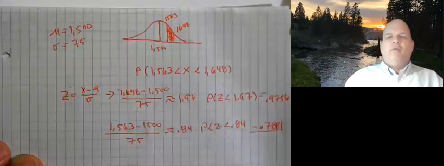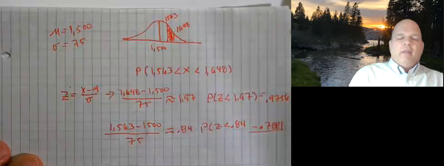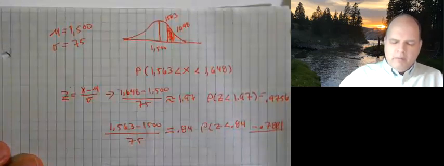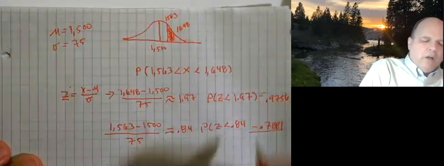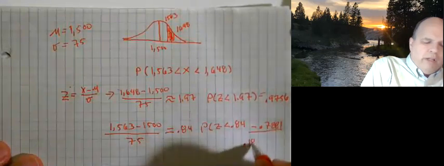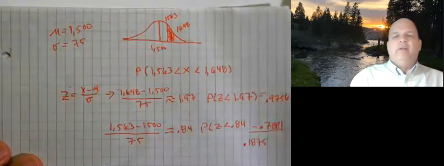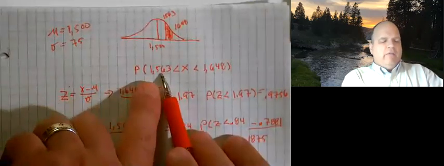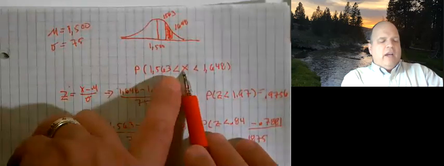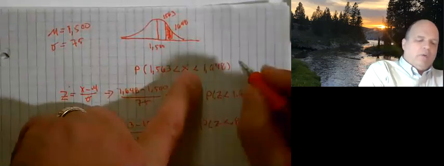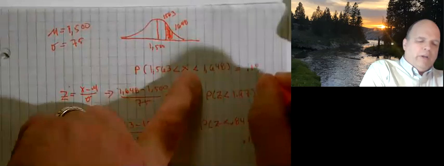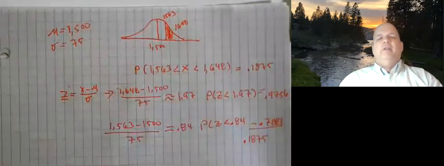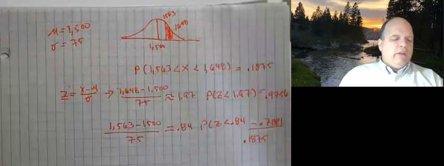I'm going to subtract those, and I end up getting 0.1875. So the probability that 1563 is less than X is less than 1648 equals 0.1875. That's where that lies.